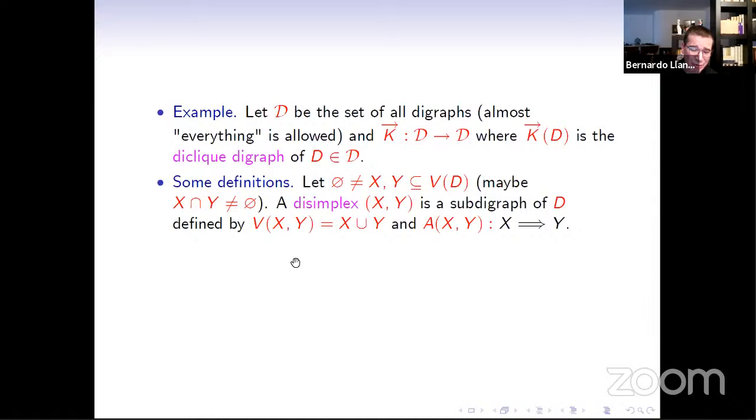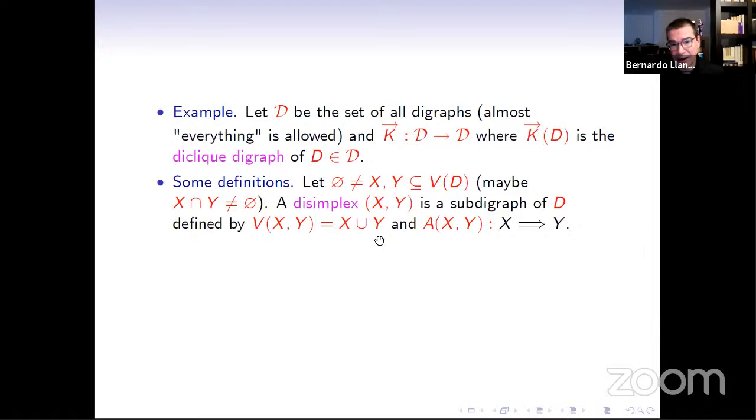And for being a little careful, I will say that you have to define a kind of structure, like a complete subgraph of a graph. This simplex XY of a subdigraph G is just a subdigraph of the original graph, such that you take the vertex set as the union of the two sets.